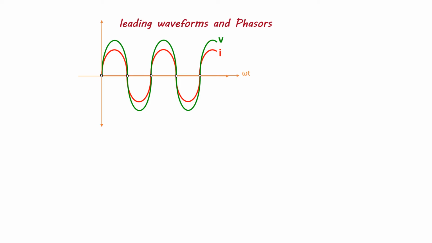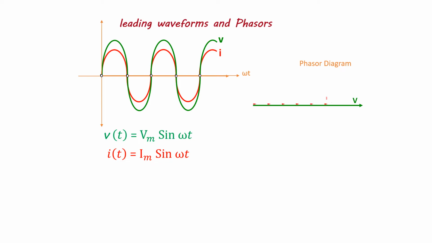We will look into the leading waveforms and leading phasors. You are again seeing two waveforms, one of voltage, one of the current. The equation for the voltage is Vm sin omega t. Equation for the current, Im sin omega t. The phasor diagram is voltage and current. Both are in phase, both at 0 degrees.